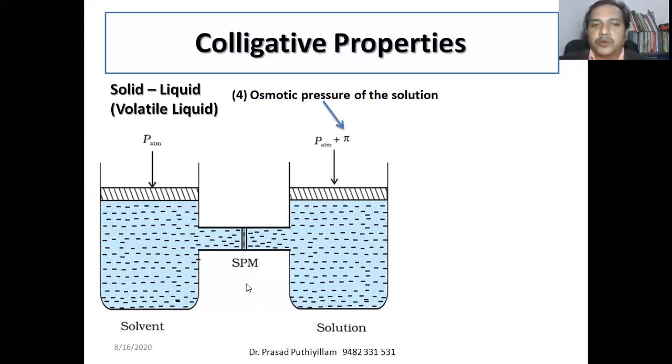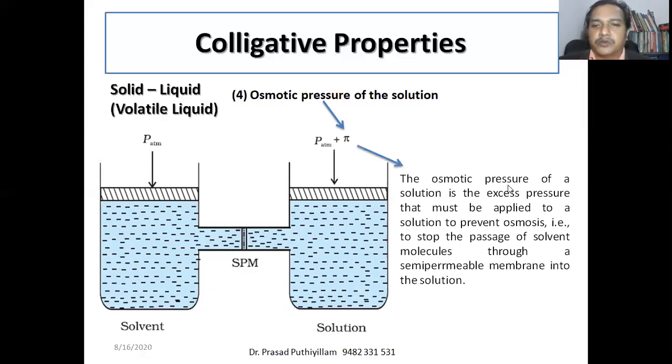To prevent osmosis, the pressure is applied to the solution side. If I apply pressure on the solvent side, more solvent will pass through the semi-permeable membrane. Therefore, we have to keep a pressure on the solution side, in the opposite direction of the osmosis. Osmosis is from solvent to solution, therefore opposing that, it is solution to solvent. So that additional pressure is known as osmotic pressure.